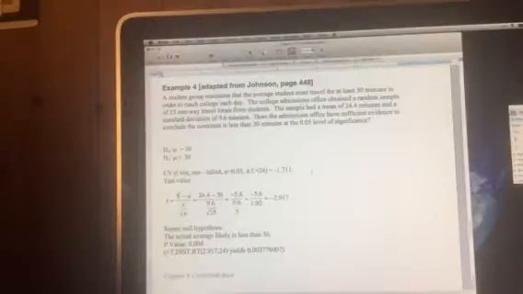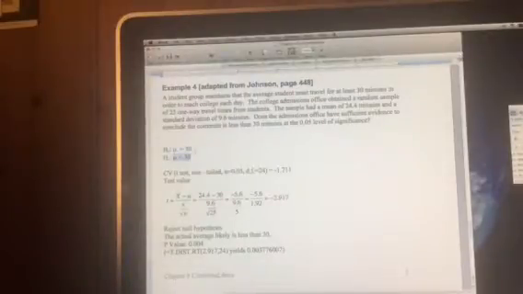All right, again, step one, we want to set up the hypotheses. The null hypothesis, mu equals 30. In this case, we're looking at this from the admissions office standpoint. They're hoping to show that the mean is less than 30. So our alternative is mu is less than 30. All right, so step one, we've laid out our hypotheses.